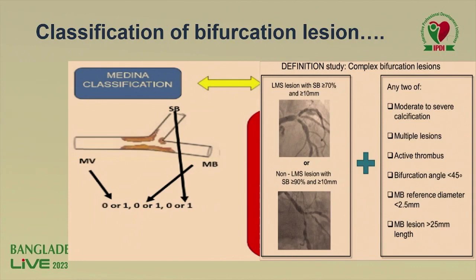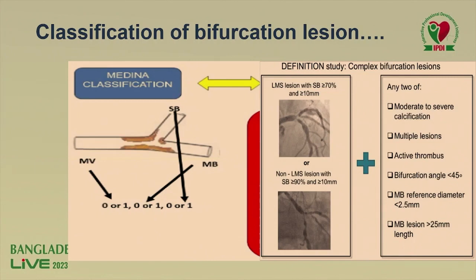This slide shows the classification of bifurcation lesions. We know the Medina classification is the most common; there are many others. The Medina classification is a 3-digit binary code which defines the bifurcation by the presence of disease distal and proximal to the bifurcation in the main vessel, and presence or absence of disease in the side branch. The DEFINITION study defines bifurcation lesions as simple or complex.